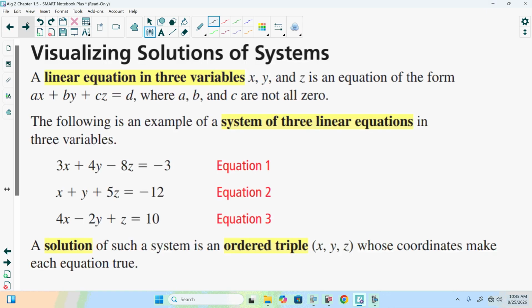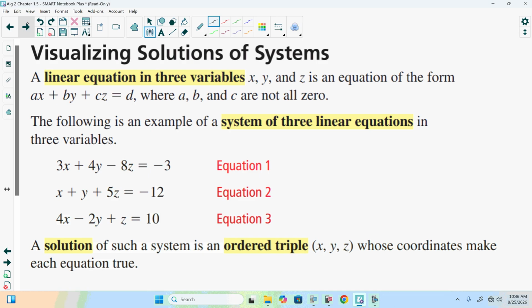1.5 is systems of equations. Now, you've done systems of equations before. In Algebra 1, we've done two variable systems of equations. We had two equations with two variables, and we wanted to find the point or line that was the solution. A solution for a system of equations with three variables is an ordered triplet for three equations that satisfies all three statements. Really, we're looking for a point that makes all three statements true.